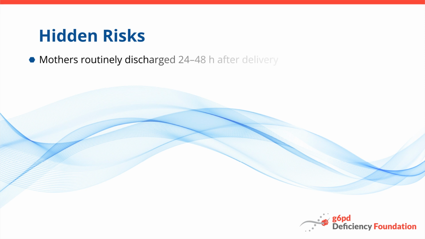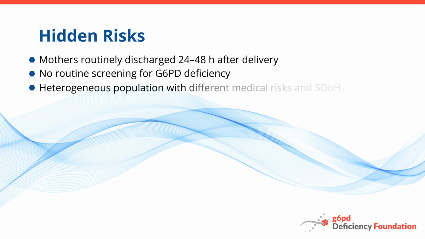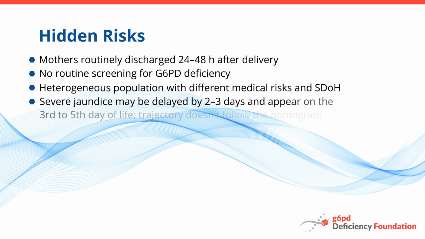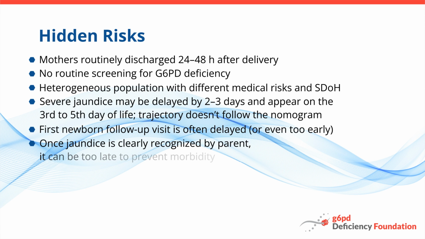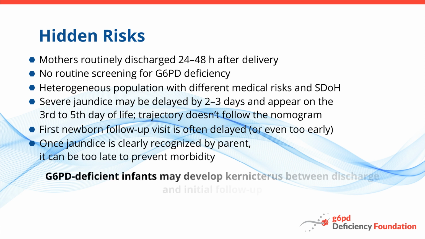In the United States, most postpartum patients are discharged between 24 hours and 48 hours following delivery. Many infants are discharged with some degree of jaundice. Since screening for G6PD deficiency is not universal and is not routinely performed, there exists a hidden risk that an unknown G6PD deficient infant will develop severe hyperbilirubinemia and possibly permanent neurological sequelae following discharge.